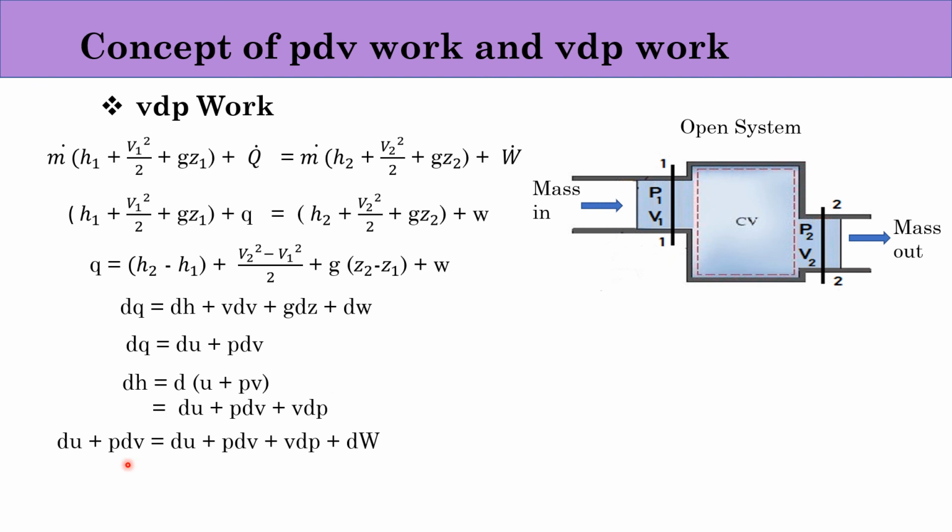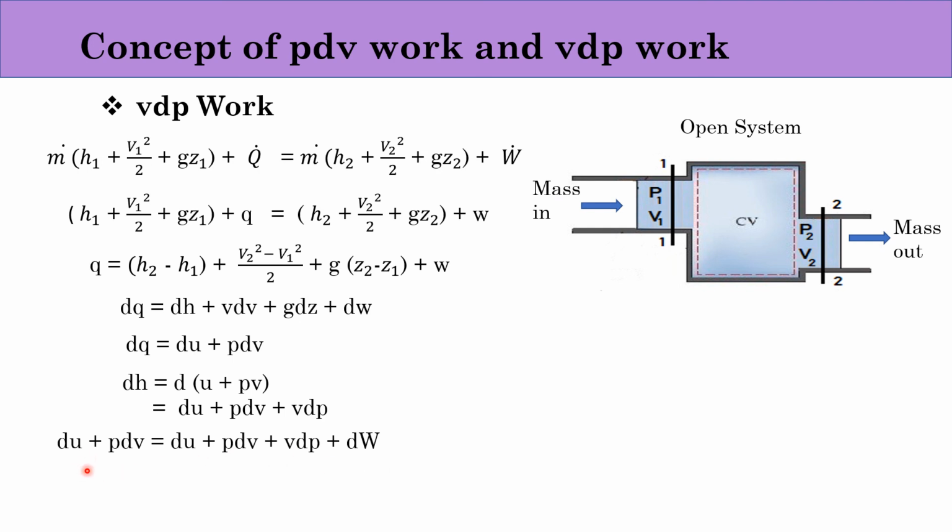Now on substituting I get du plus pdV, which will be equal to dq, and du plus pdV plus Vdp, which is nothing but equal to dH, plus dW. Now the vdV and gdz, which is the change in kinetic energy and potential energy, we are neglecting because the velocity at the entering and leaving the system is considered to be the same. So we neglect the change in kinetic energy and the potential energy. So on neglecting we get the equation in this form.